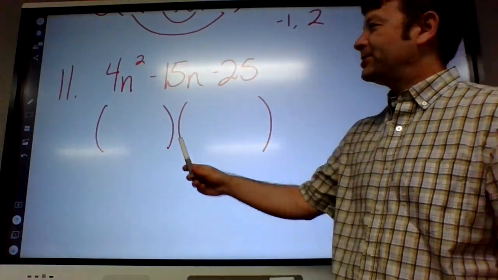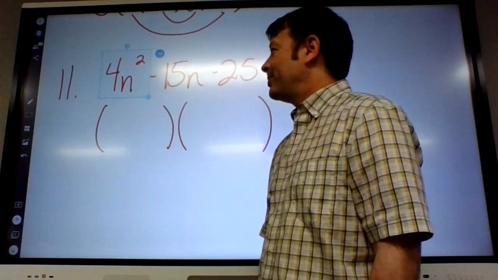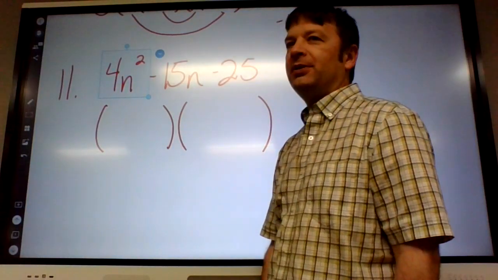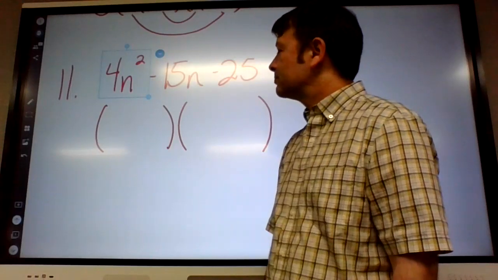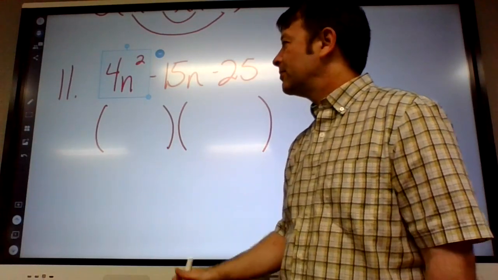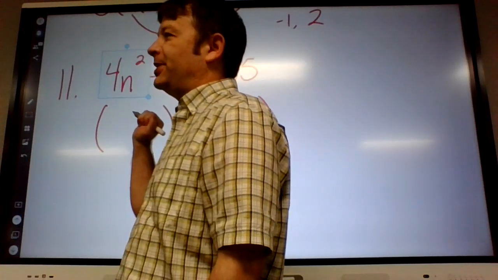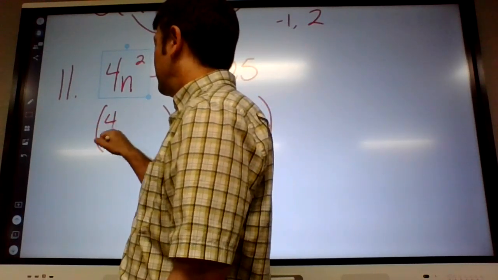Okay, this is where it gets trickier because the number on the front's not prime. What could 4n squared turn into? Could be 2n and 2n, or what else? 4n and n. Could be 4n and n. So you just gotta guess, which I don't even know the answer yet. 4n and n. Okay.